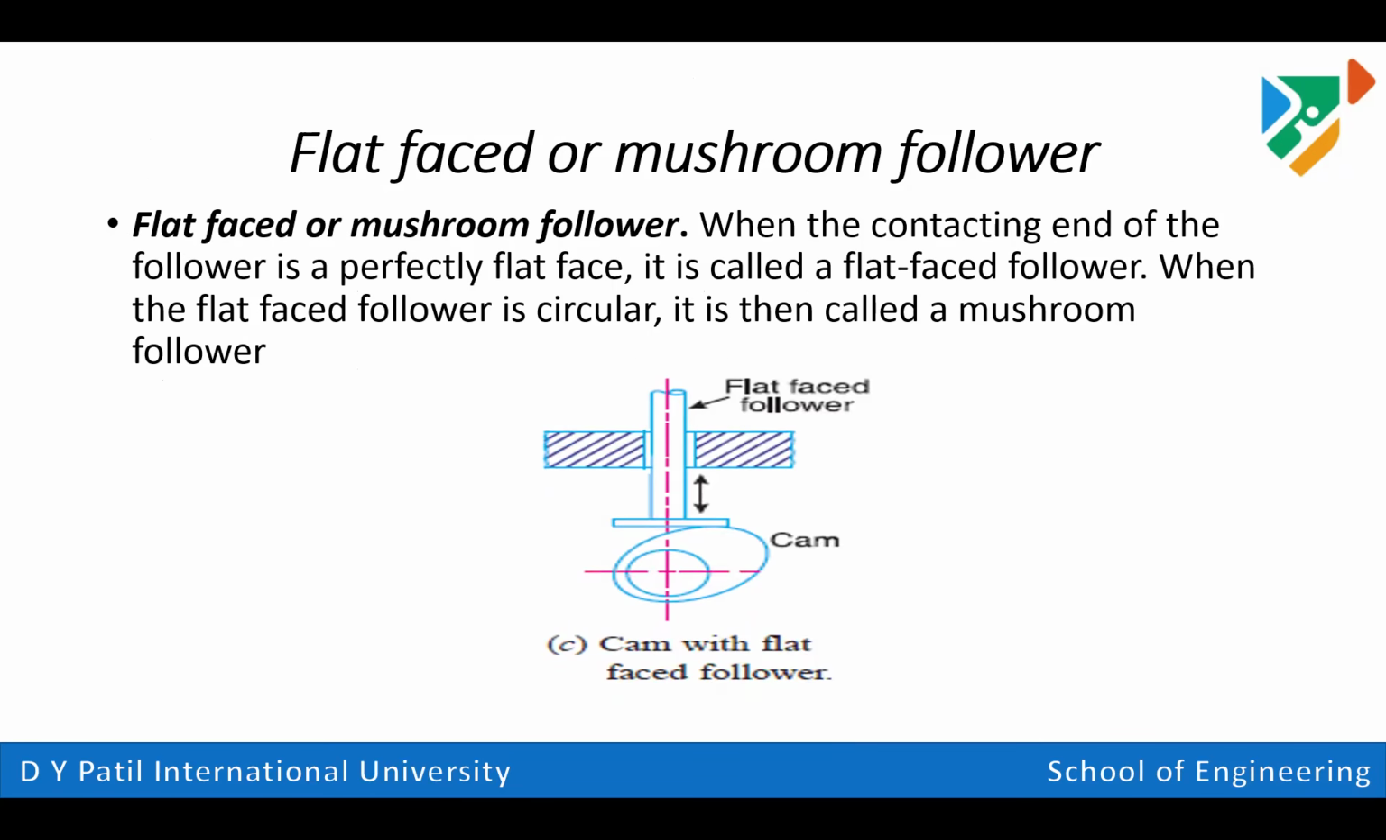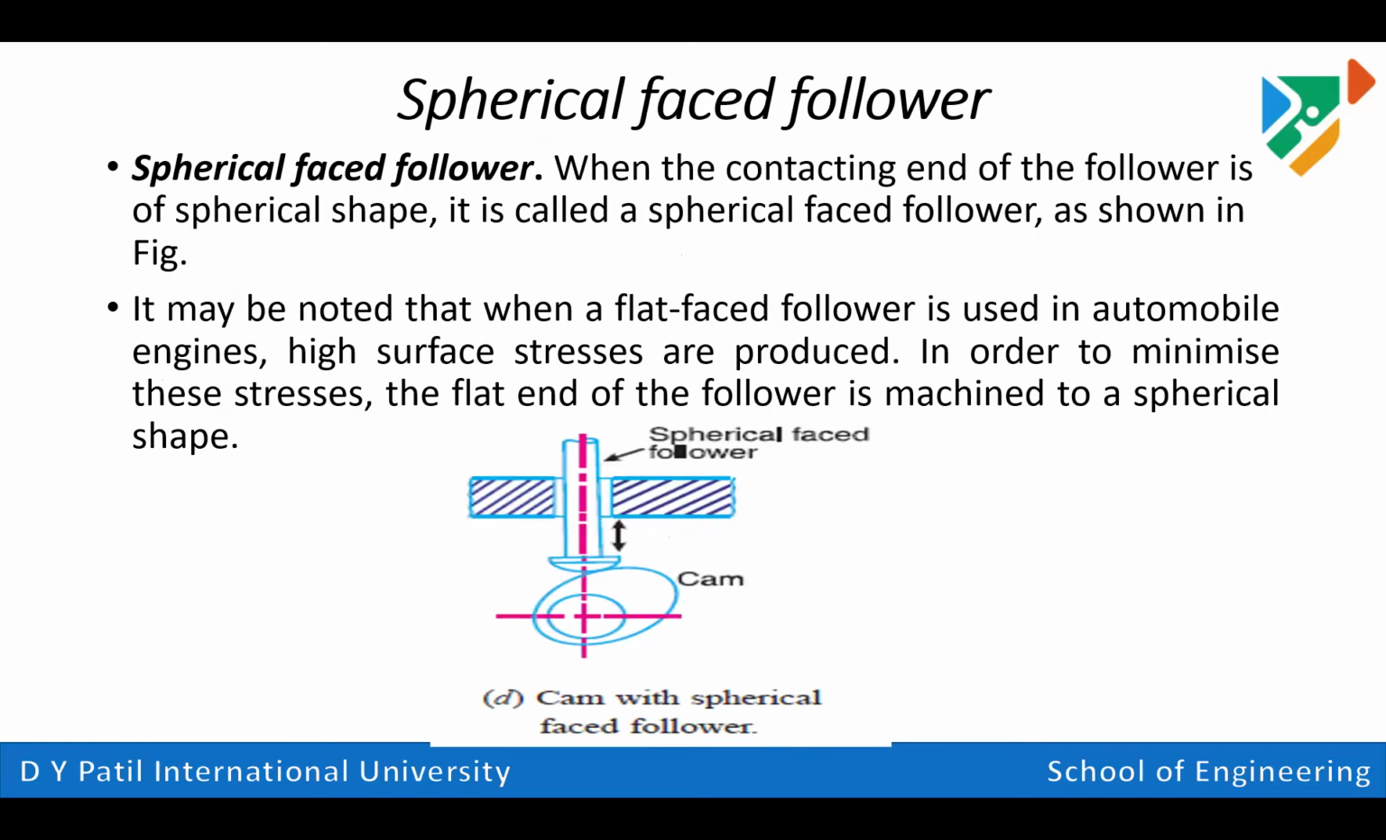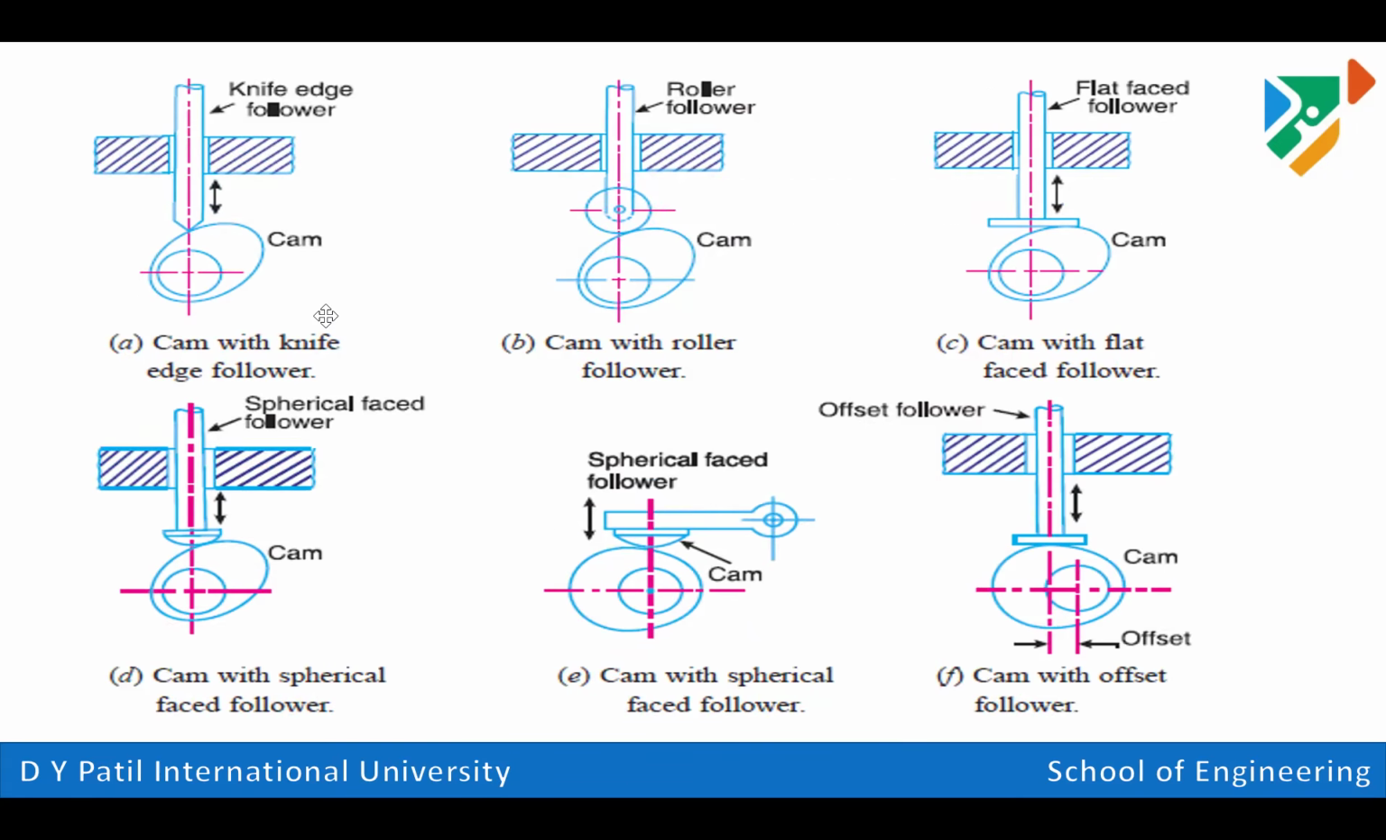Then we have the flat face follower. In the flat face follower, the wear and tear is less and motion transmission is very smooth. And in the spherical follower, to minimize the surface stresses at the contact between cam and follower, we can use a spherical face follower. So these are the basic arrangements: cam with knife edge follower, cam with roller follower, cam with flat face follower, cam with spherical follower, and cam with offset follower. These are examples where we achieve motion transmission with various combinations of cam and follower.